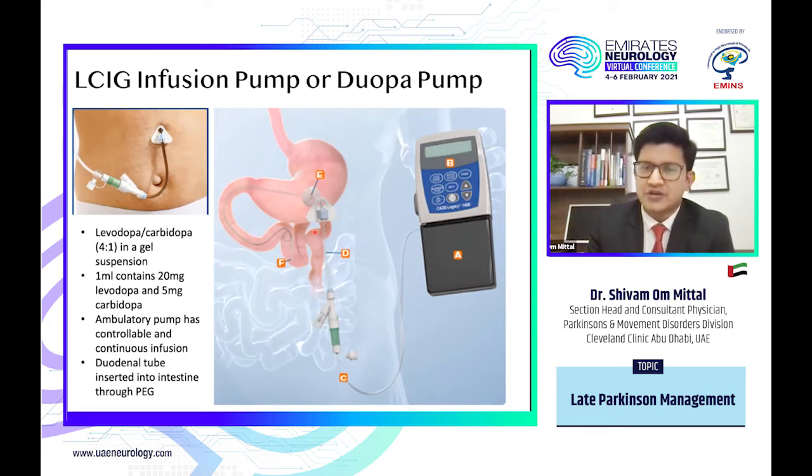It is very fast absorption. The hope is that the fluctuations will be better. Again, we have not reached the stage with any advanced therapy where we are 100% sure that the curve will be flat and we will not see fluctuations. But again, there's still scope for improvement, and this is the closest that we can get at this point.